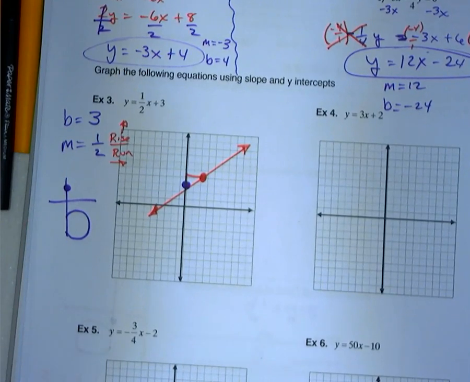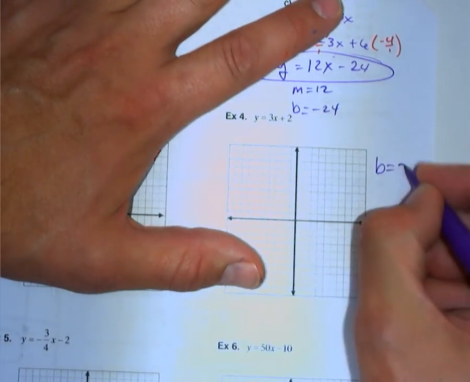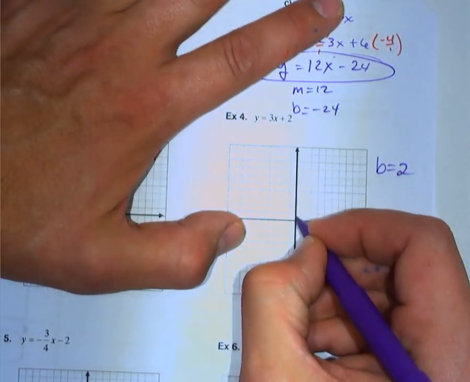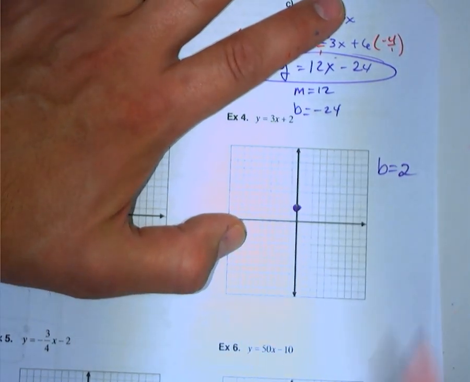Let's take a look at number 4. Okay. It's already set up. y equals mx plus b. Dan, what's b? B is 2. So I put my pencil on the B, up 1, 2. All right, Will, what's slope?